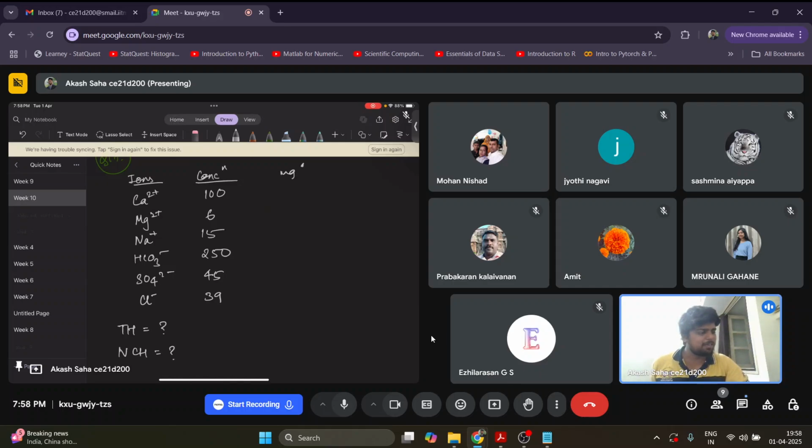I will just directly mark it as milligram per liter as CaCO3. No need to go for two steps. So it will be 100 by 20 into 50, around 250. And then magnesium, 6 by how much? It is 12 into 50, so we'll get 25. Total hardness will be calcium plus magnesium, so 250 plus 25, it will be 275.